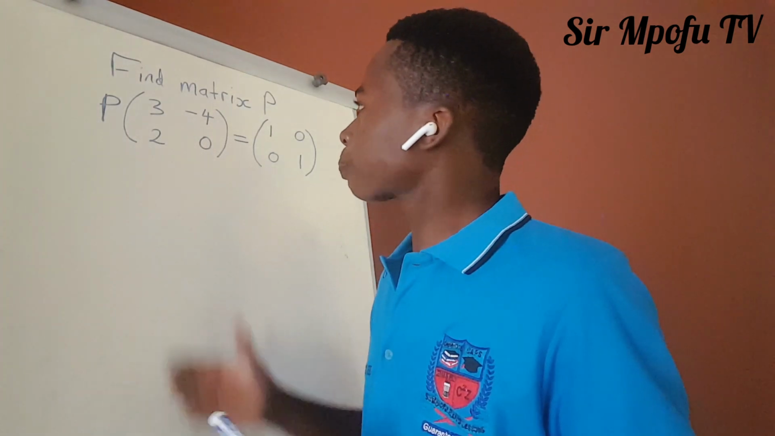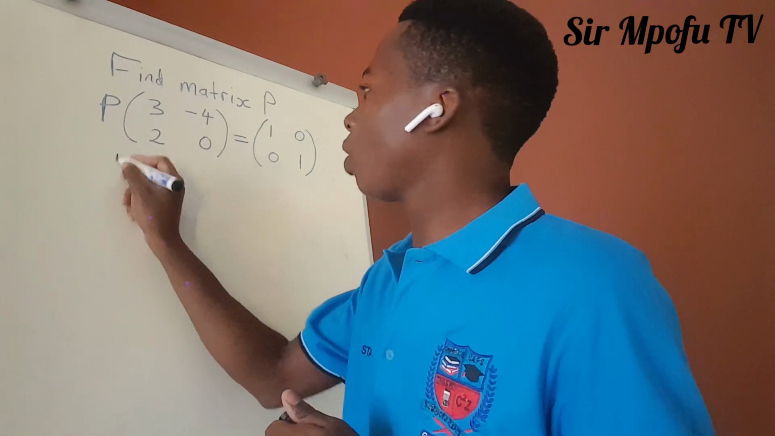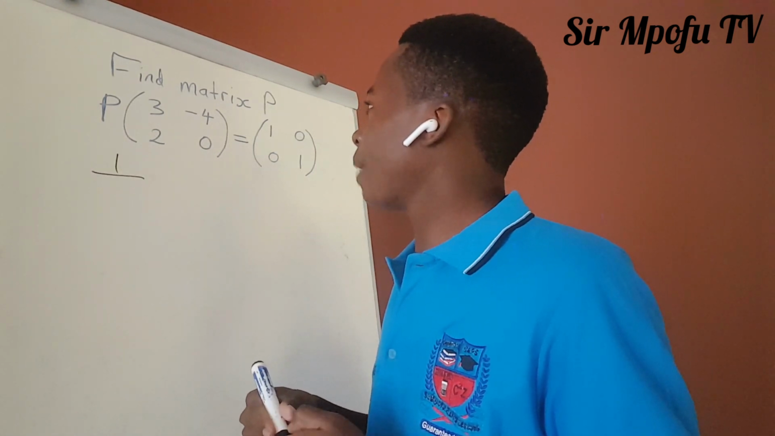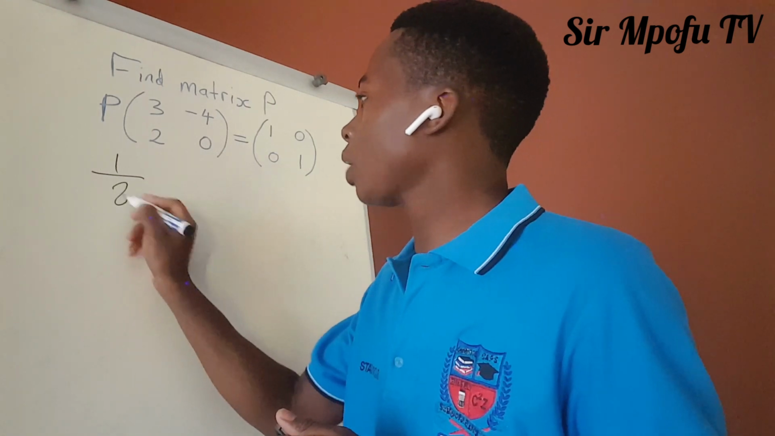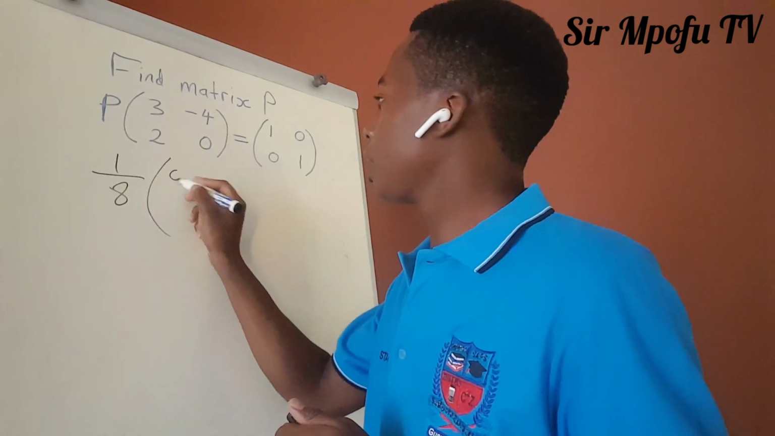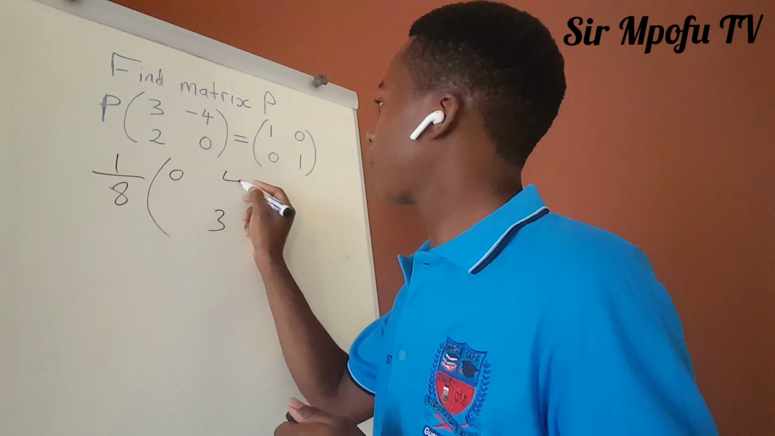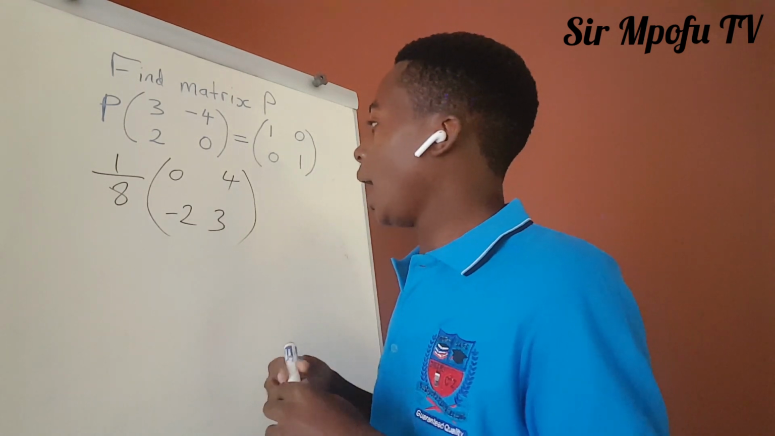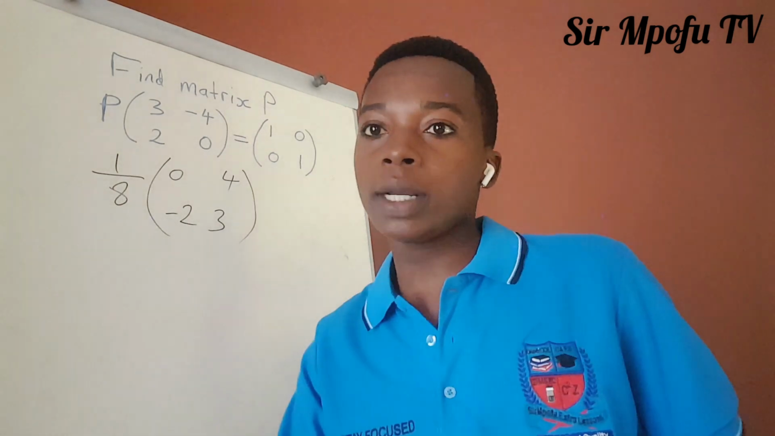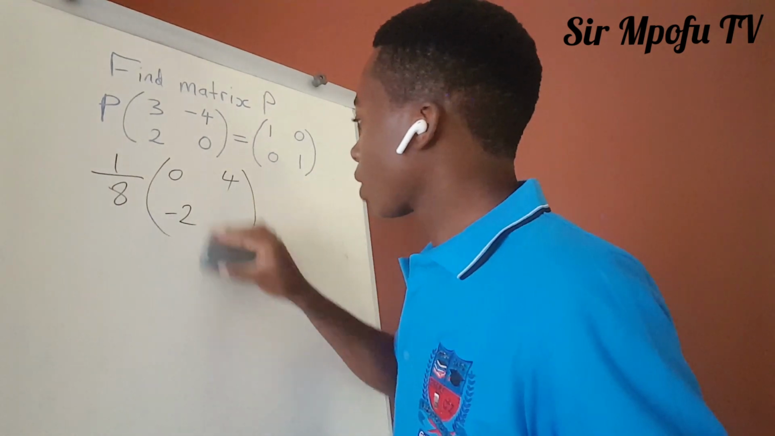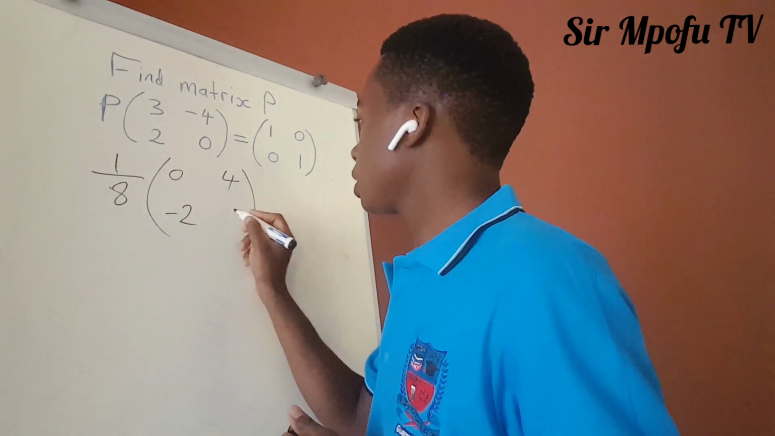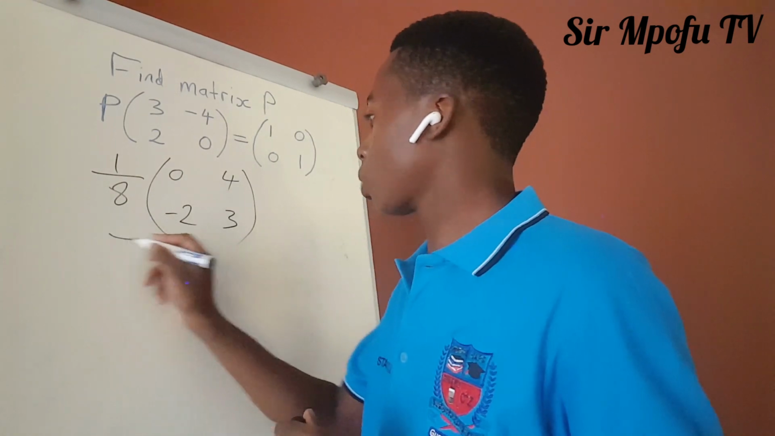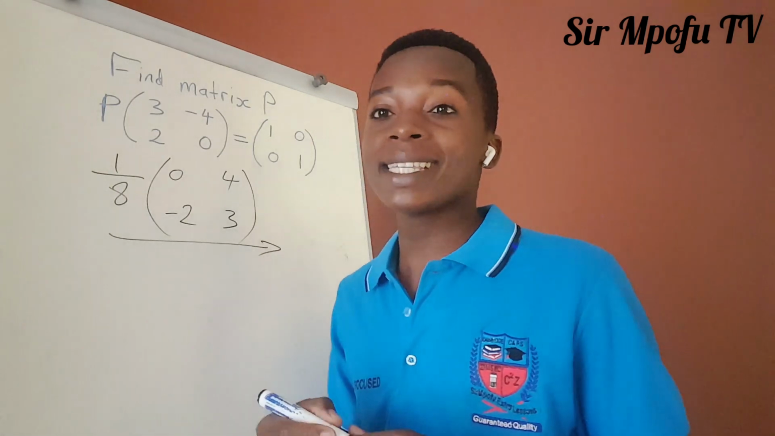Right, so now it's going to be 1 over the determinant. There is going to be 3 minus 8, which is negative 8 in magnitude, so it will be 1 over 8. Right, then 0, 3 here, 4, and negative 2 here. Remember, this one looks like 23 now. It's negative 2 and 3. So this is matrix P, the value of matrix P.